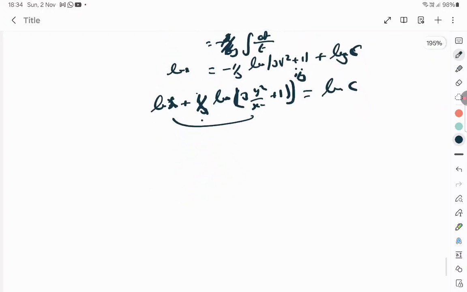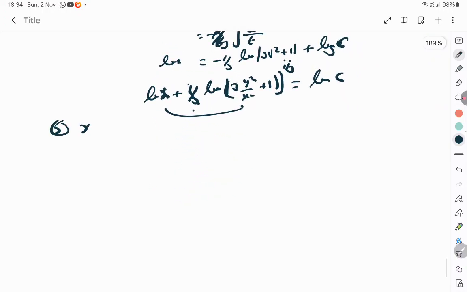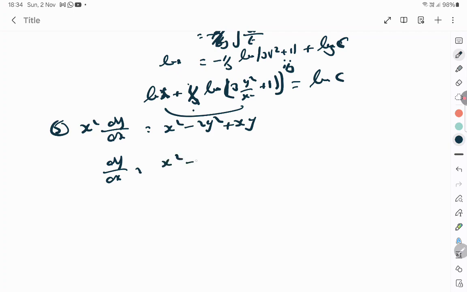Okay, so let's go to the next question, which is the 5th question. x square into dy by dx is x square minus 2y square plus xy. So dy by dx itself is x square minus 2y square plus xy by x square.